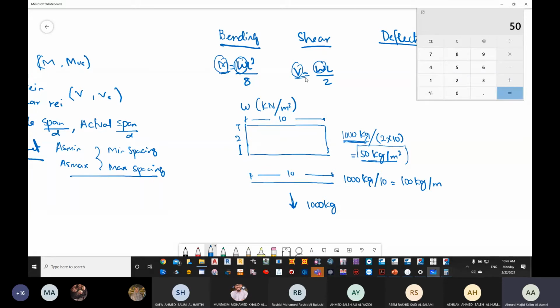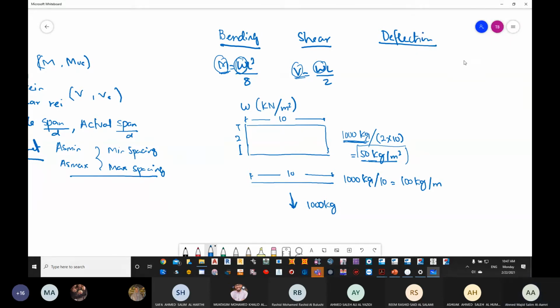Now, when it comes to deflection, which one will deflect more, a paper of A4 or a paper of A0?